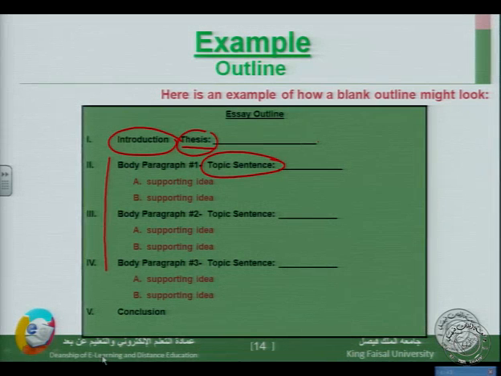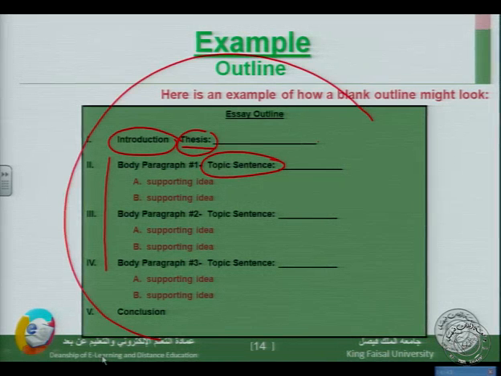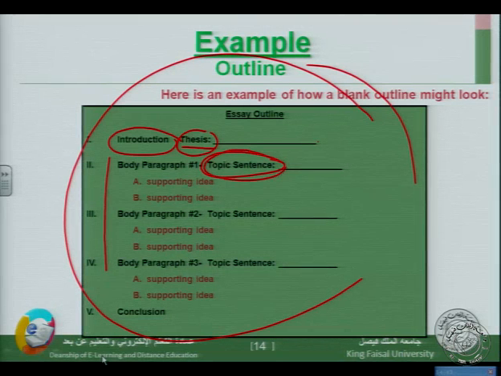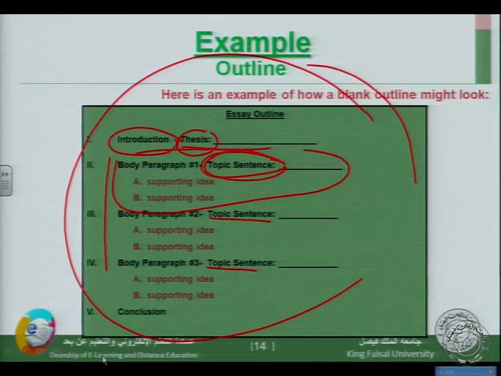Because we said the thesis statement is the main idea for the whole essay, while the topic sentence is the main idea for one body paragraph. For each body paragraph there is a topic sentence. And for each topic sentence there are supporting ideas. Supporting ideas can be facts, examples, details, and so on. So this outline is very simple.